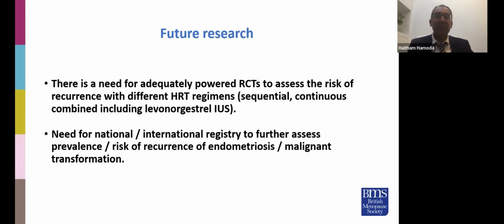So if you're taking HRT and you've got a history of endometriosis, it would be worth considering this and saying, right, if you're going to take a combined preparation, it's less risk of reactivation of the endometriosis compared to a cyclical preparation. And also we need to have, ideally, national and international registries to log these cases. So then you can know what is the prevalence of endometriosis after the menopause, what's the risk of reactivation and recurrence of endometriosis, what's the risk of malignant transformation, to get more information on it.